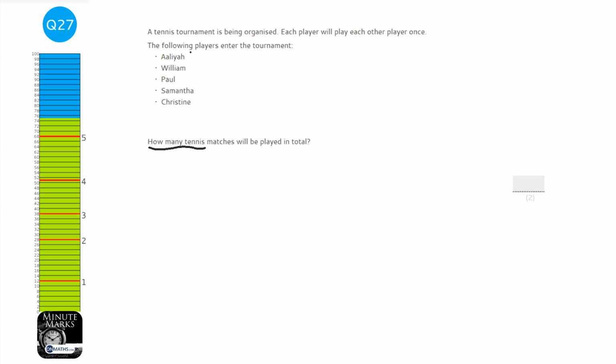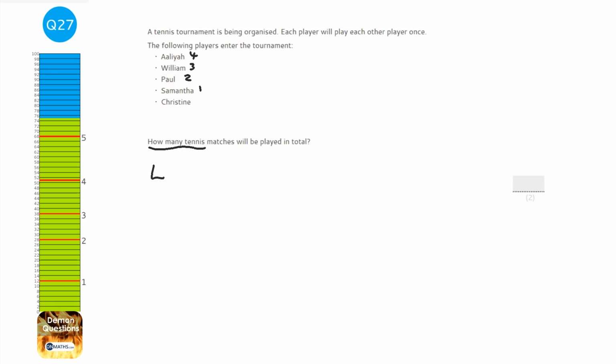So let's start off with Aliyah. Aliyah has 4 people that they're going to play against. William, Paul, Samantha and Christine. William, well, we've already counted Aliyah's match with William, so William only has 3 left that he can play. Then Paul, we've already counted his match with the other 2, so he's only going to play Samantha and Christine, other than his matches we've already counted. Samantha, well, Samantha's only got Christine left to play after we counted all the other matches. And Christine, well, Christine's matches have already been counted so far.